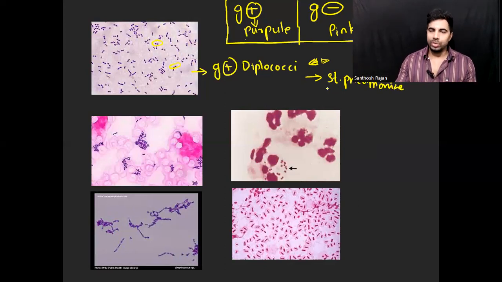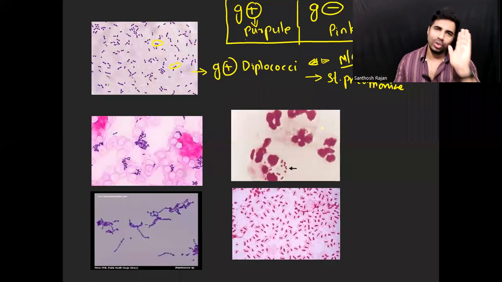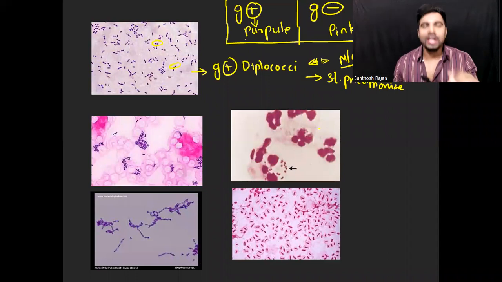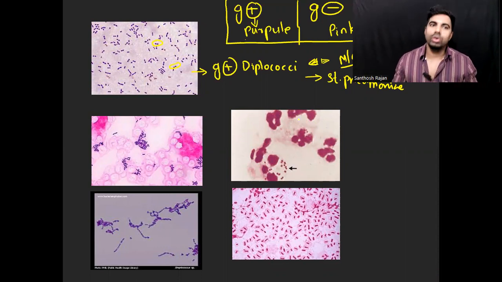Okay, this is one of them. You know that Streptococcus pneumoniae is the most common cause of bacterial meningitis. Apart from causing pneumonia, Streptococcus pneumoniae is the overall most common cause of meningitis. One of the dangerous ones. We have some questions on pneumonia, we'll go there, don't worry. But now remember, Strep pneumoniae.